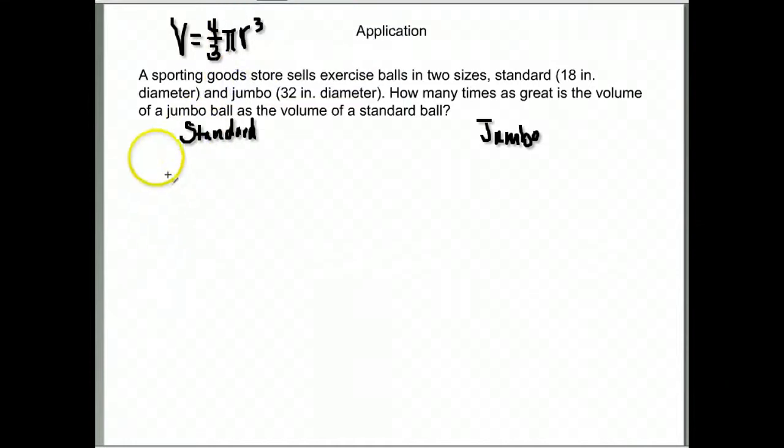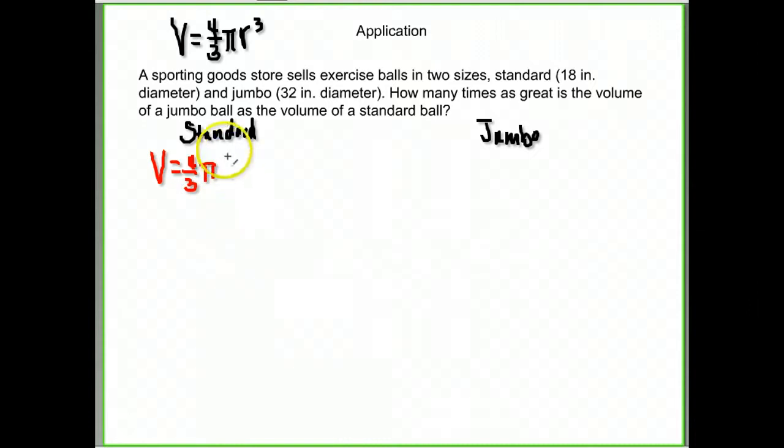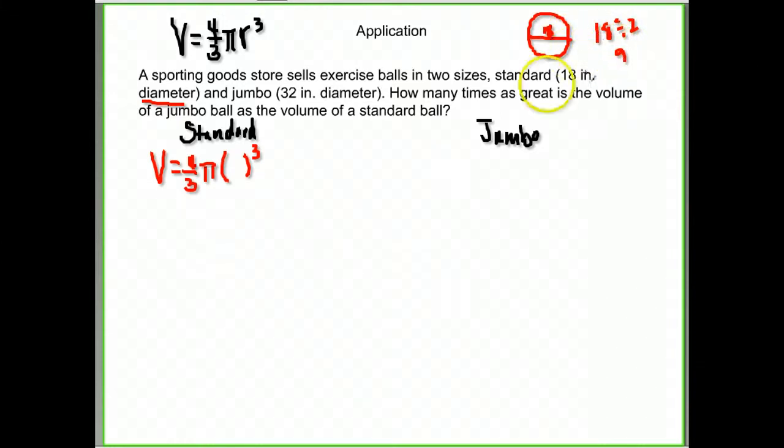So let's write down our formula for the standard ball. The volume would be 4/3 pi times our radius to the third power. What is our radius for the standard ball? Well, it says it's an 18-inch diameter, but remember, diameter goes all the way across. So if 18 is all the way across, we want half of that because we want the radius. To find the radius, you take the diameter divided by 2.